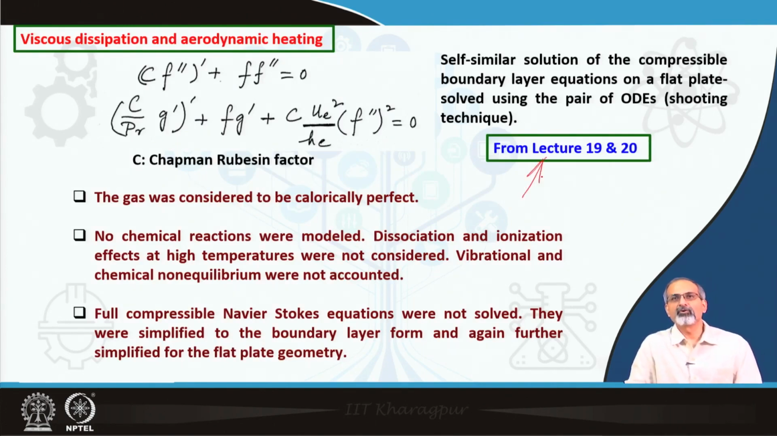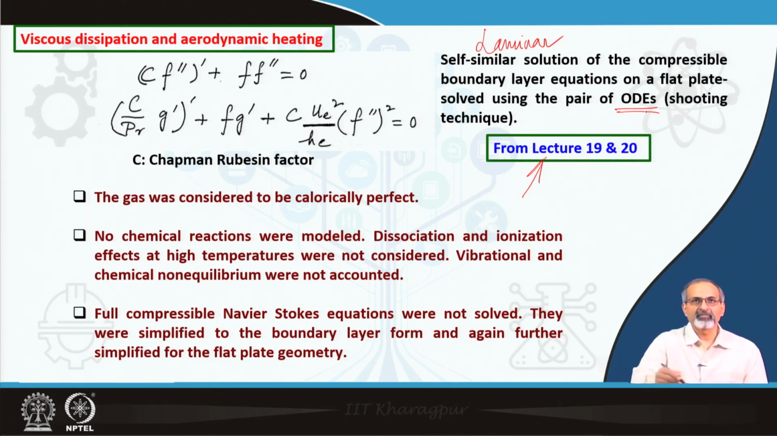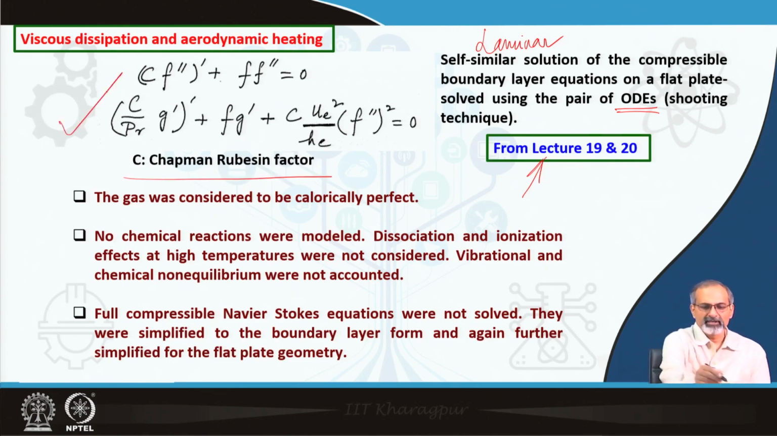If you recall, in the 4th week in lectures 19 and 20, we talked about the self-similar solution of the compressible boundary layer equations on a flat plate. And remember that we were talking about laminar boundary layer in that case, and we talked about reduction of the partial differential equations to a pair of ODEs, and a numerical technique to solve it was a shooting technique. We had these two ODEs to be solved.